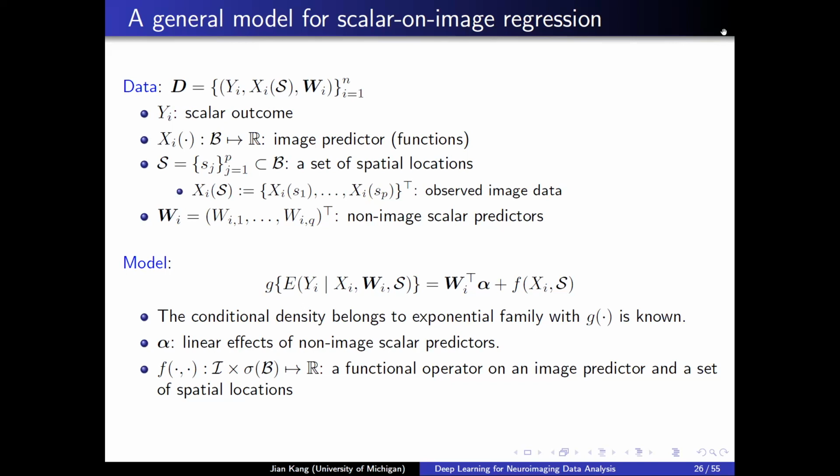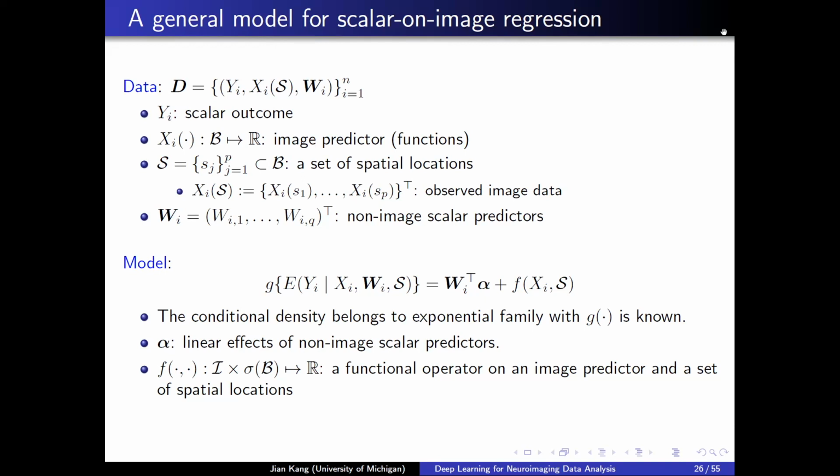Basically, you can write the model like this. For the data analysis purpose, we want to adjust for a set of nonlinear predictors. But the key point here is that we model the entire image as an input of a function operator. So you need to define a function operator. This is the most general framework to define a function operator on the image. The input will be a function, the xi is a function, and also the location, so the function observed at which resolution.